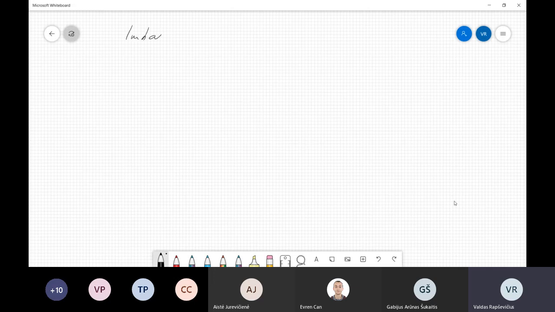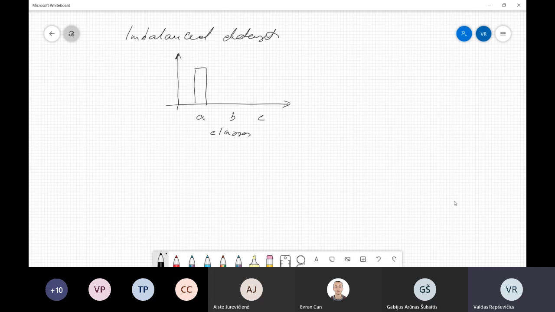So imbalanced data sets means that basically you just create a histogram for yourself, right? You have, for instance, A, B, C classes. So these are your classes. And for A, you have that number of observations. For B, you have a similar number of observations. And for C, you have very few observations, right? So this basically means this magnitude of difference. This is the number of samples. This is imbalance.